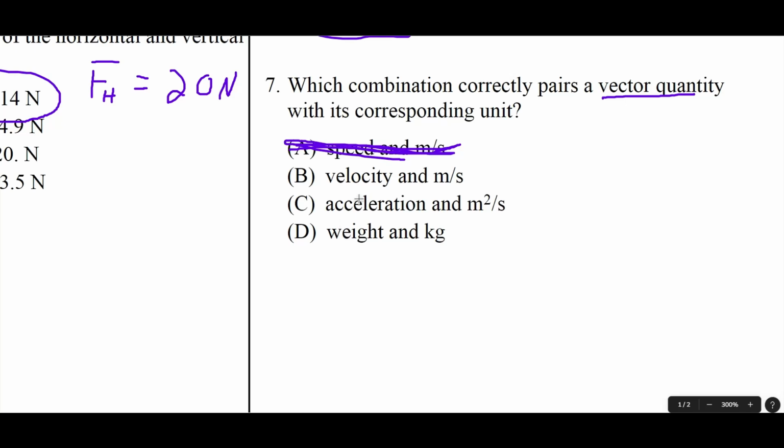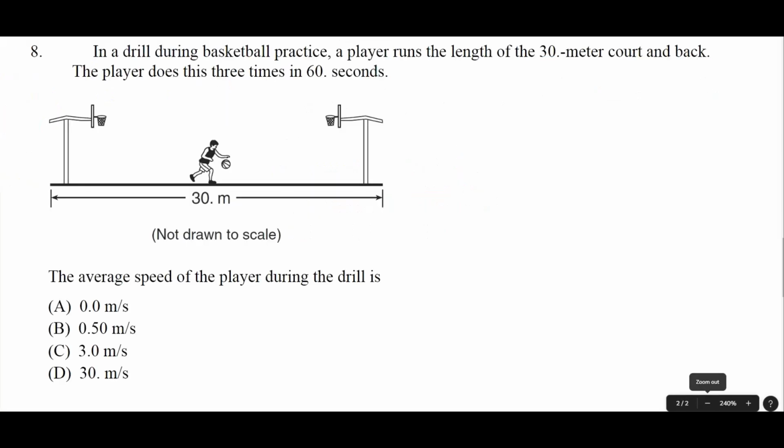So we have three different variables. One of these has its correct unit based off of what we've been talking about. Velocity is the one with its correct unit. All right, here's the last question. Pause the video, work it out. I'm going to go in a second.